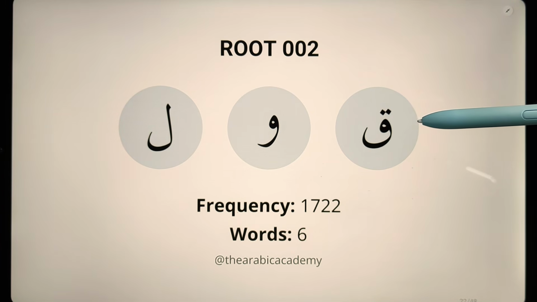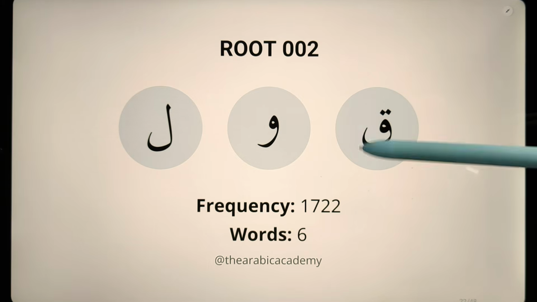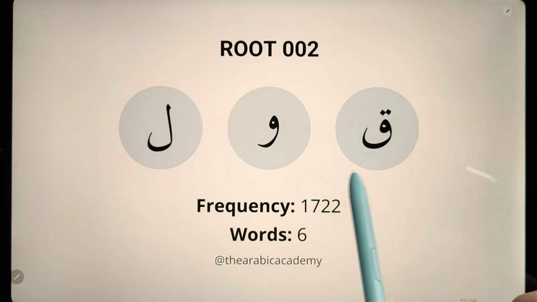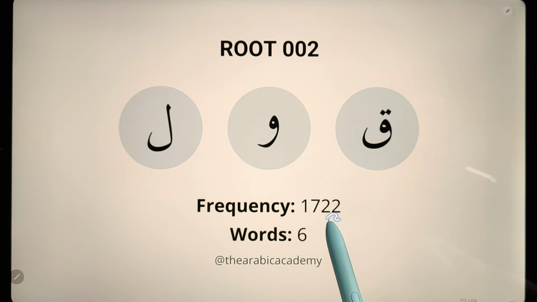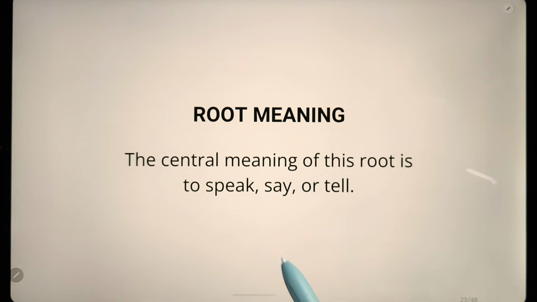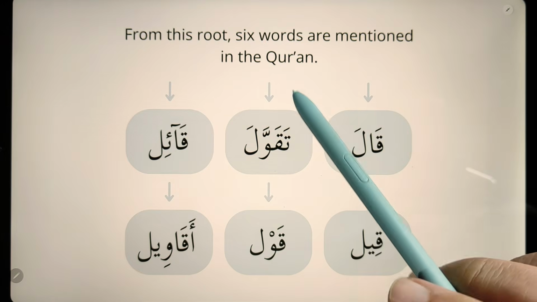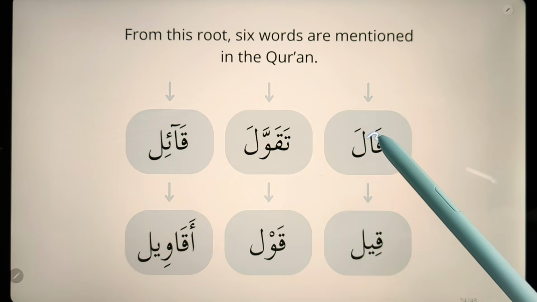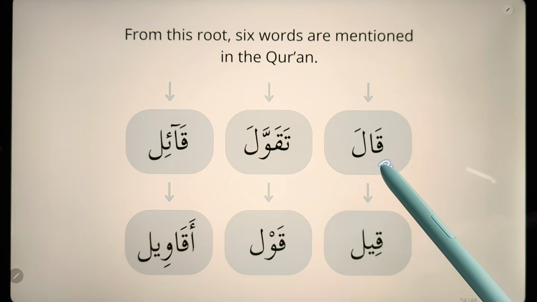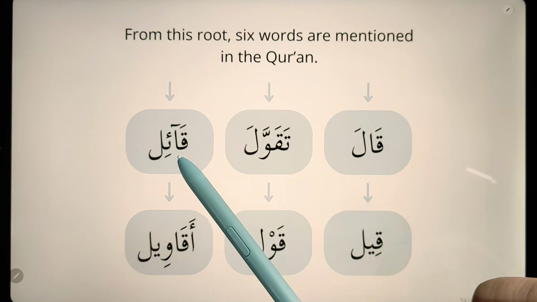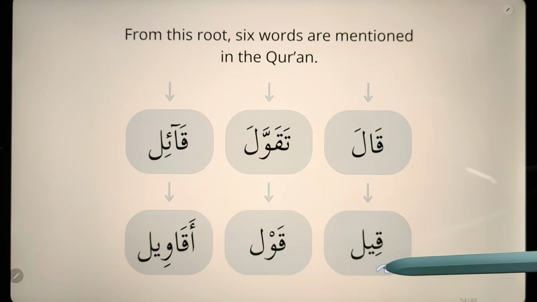Let's now go to the second root, which is Qaf-Wa-Lam. This root occurs 1720 times in the Quran in 6 different forms. The central meaning of the root is speaking or saying. Here are the 6 words that are mentioned in the Quran from this root: qala, taqul, qa'il, qila, qawl, aqawil.